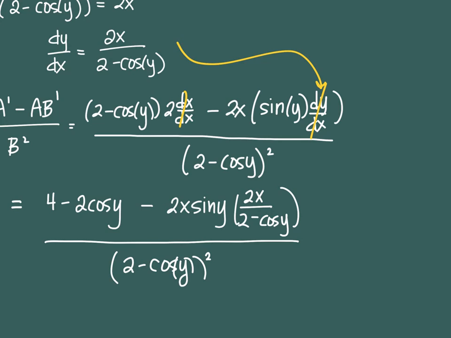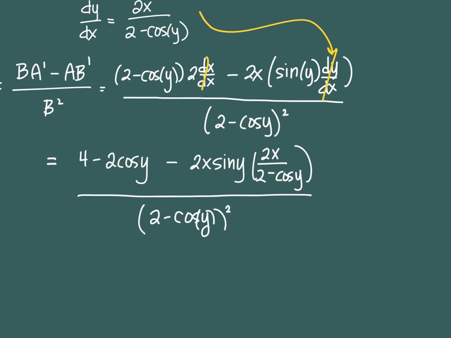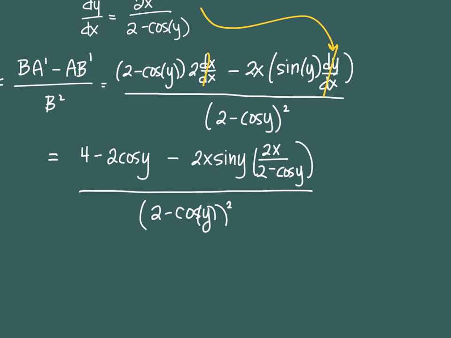So you could continue to simplify this by getting a common denominator. There's lots more that you could do, but you don't have to. You could leave it like that. If you wanted to get a common denominator, you could. But I would say just leave it. Personally, I would say just leave it like that.